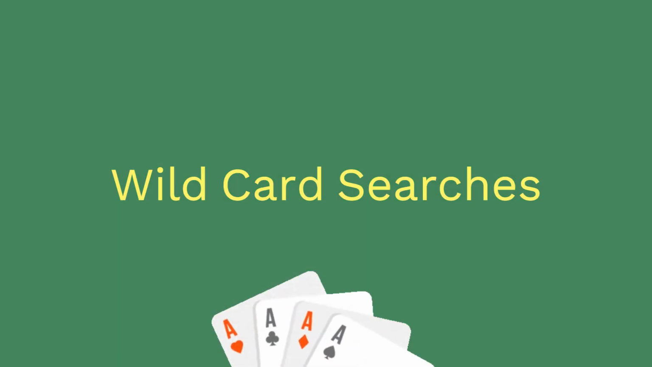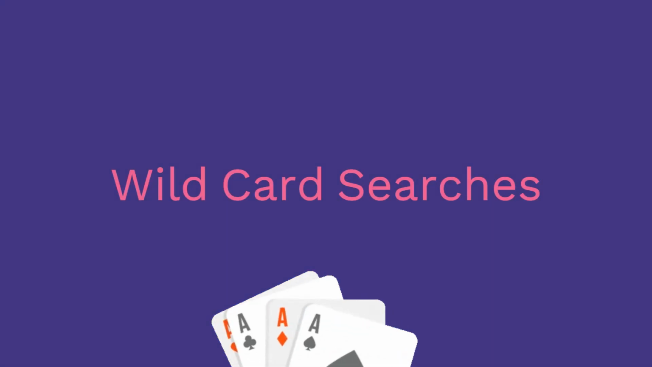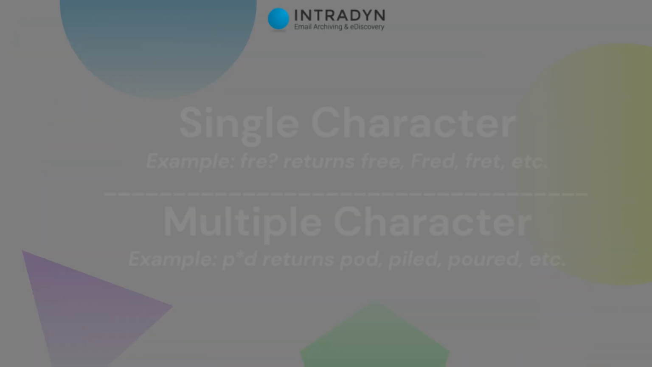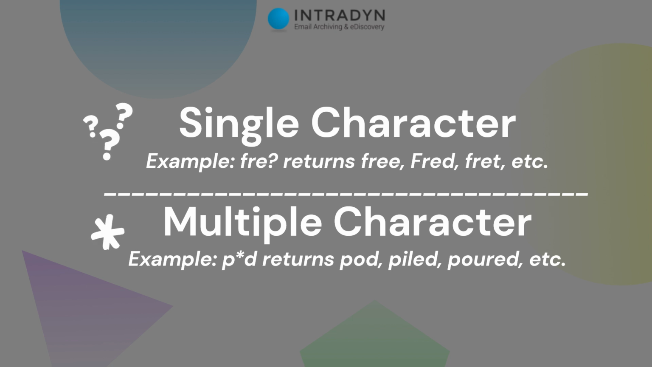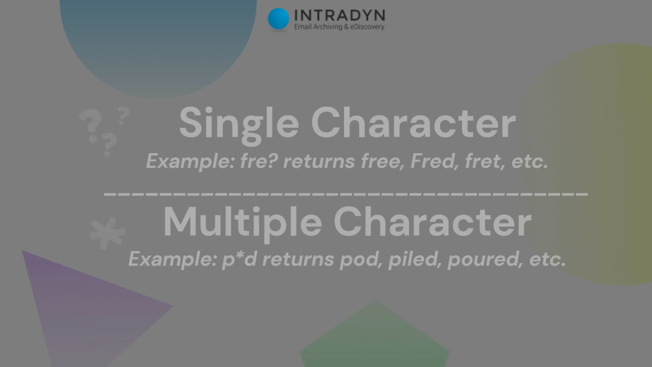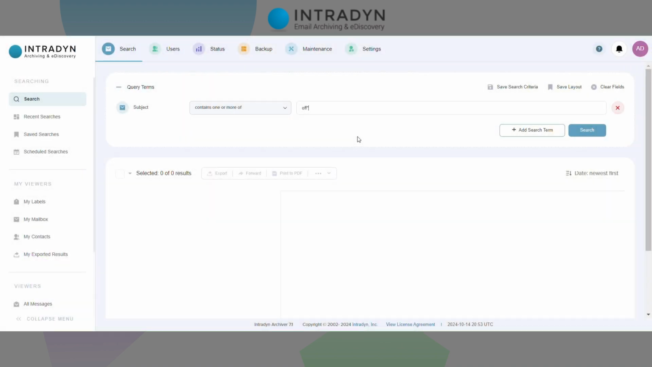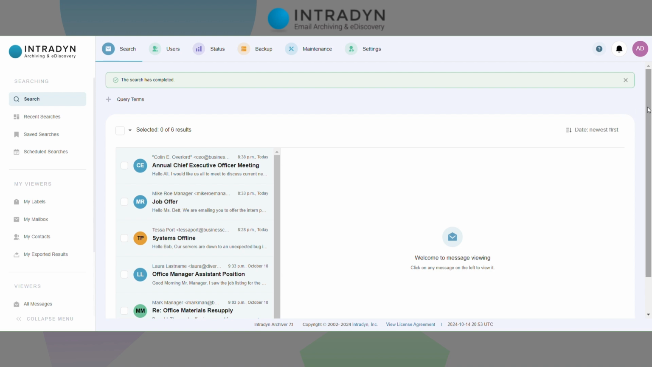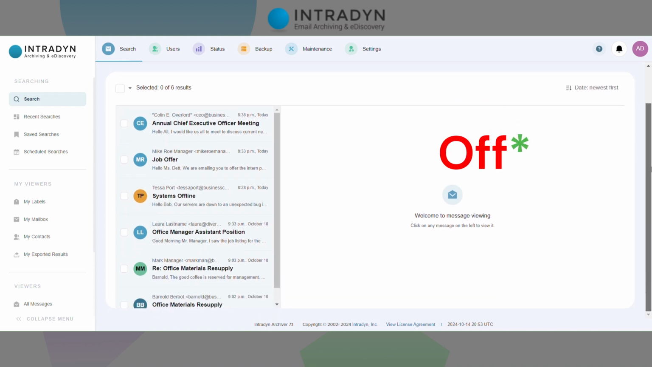Let's go all in with taking a look at wildcard searches. There are two types of wildcard searches: single character wildcard and multiple character wildcard. As an example, we'll use an asterisk to display a multiple character wildcard search in the subject line. Notice the beginning text "off" in a subject search, followed by an asterisk, can yield the words offer, office, or officer.